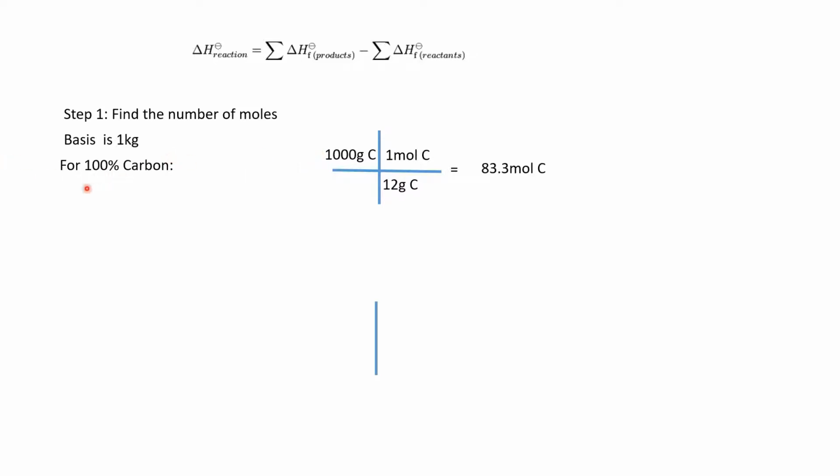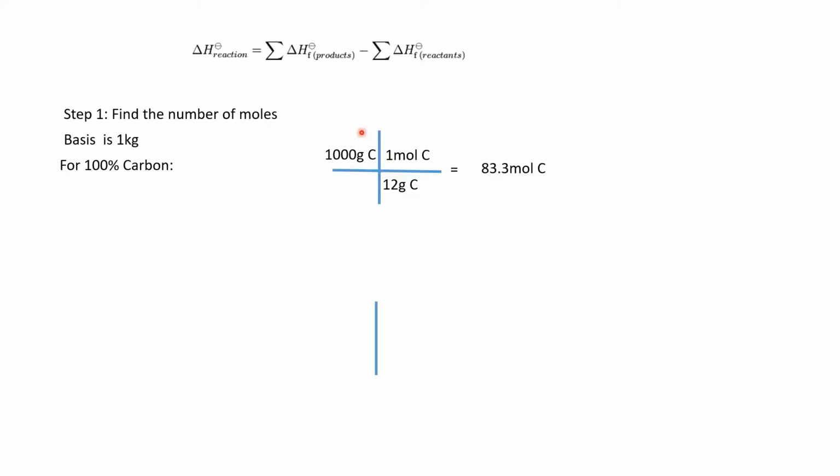But step one is find the number of moles. And so our basis is 1 kilogram. 1 kilogram is of course 1000 grams. For our lump of coal that's 100% carbon, we have straight up 1000 grams of carbon. We're going to convert that to moles, and so 1 mole of carbon gives us 12 grams based on the atomic weight, and so that's 83.3 moles of carbon.